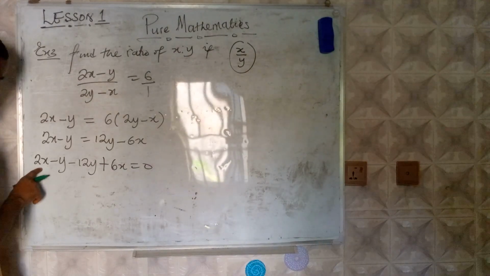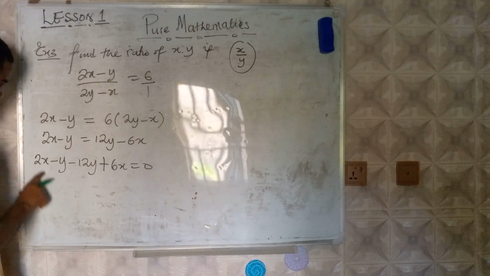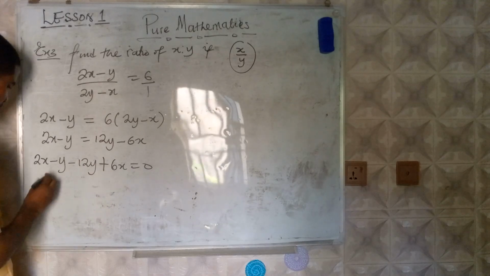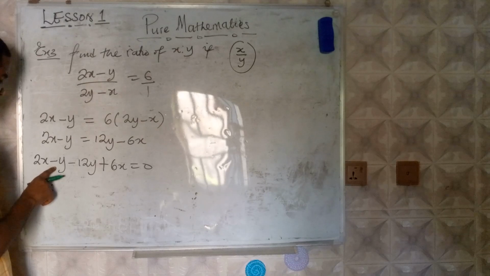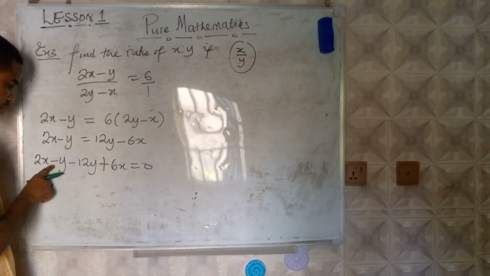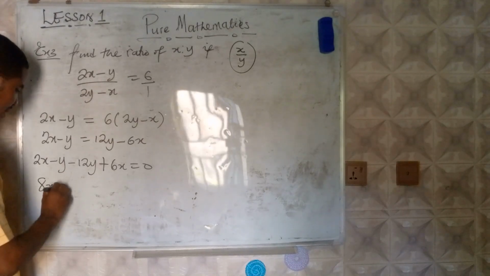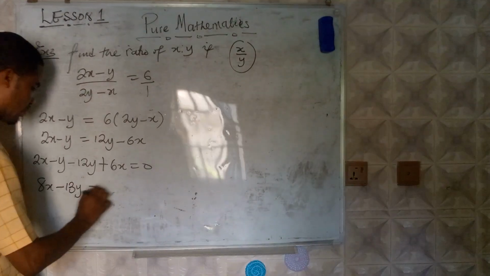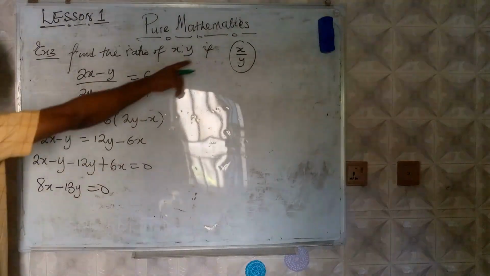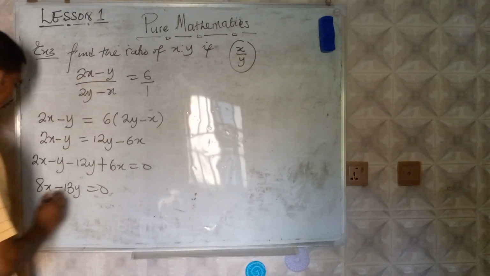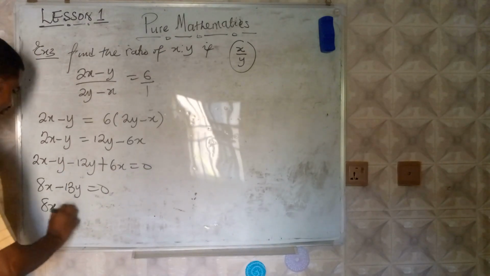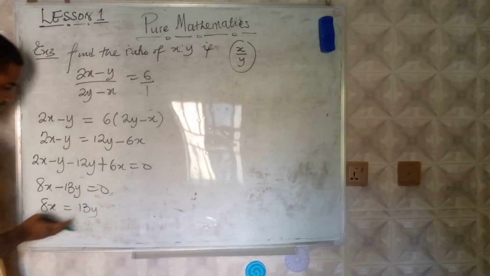Okay, collect like terms. 2x plus 6x will give me 8x. Then minus y minus 12y, that is minus 1 minus 12, will give me minus 13y equals to 0. So since the question is x over y, that means I need to push y here. So I can have that 8x is equals to 13y.